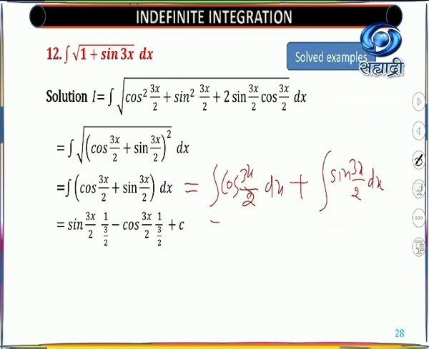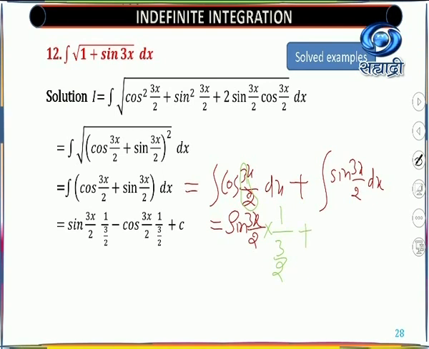Now look here. Whose derivative is cos? Cos is the derivative of sine. So whatever the angle may be, you will get sine 3x upon 2. And this is a linear function. That means what is the coefficient of x? The coefficient of x is 3 by 2. This is the coefficient of x that we require again in the denominator. So you will get 1 upon 3 upon 2. You have to divide by that coefficient.